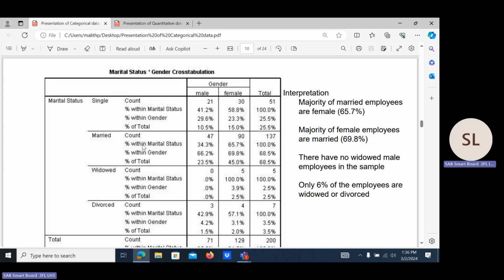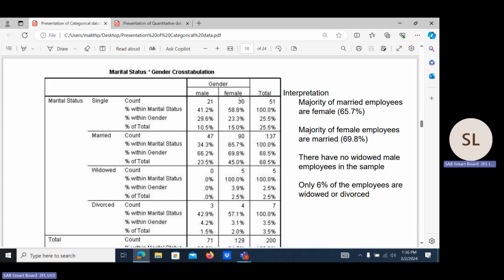Then the second row represents the married. The male 47, female 90. It is true, no? Then majority of the married employees are female. The second one says majority of female employees are married.